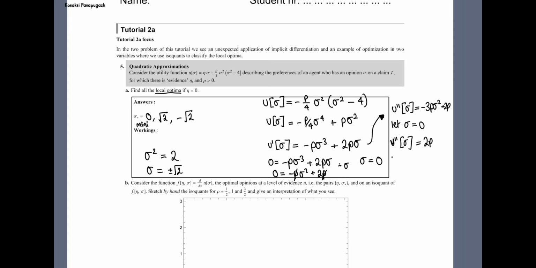If I do the same with root 2, I get the second derivative is equal to minus 4 rho, which is a negative value, which means that this point will be a maximum. That's going to be exactly the same with minus root 2, so this point is also a maximum. Cool, so that's part A done.